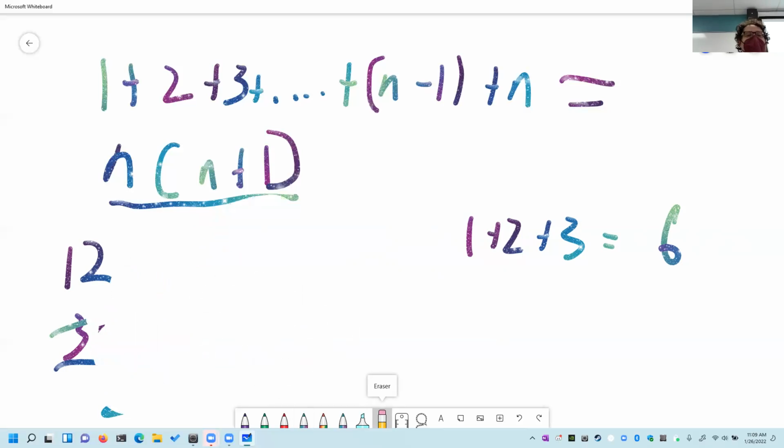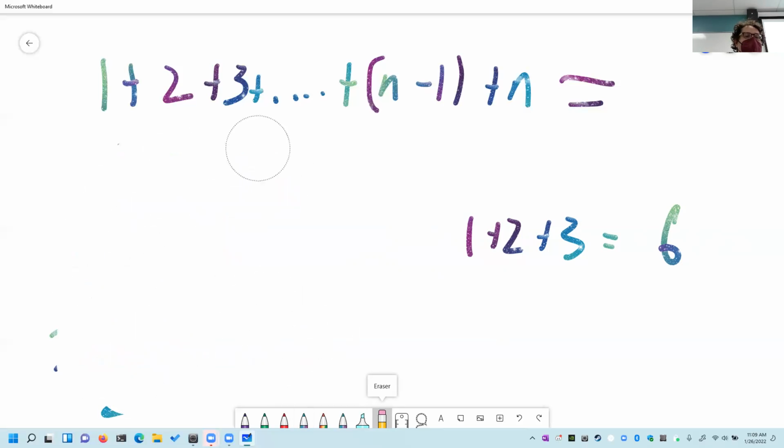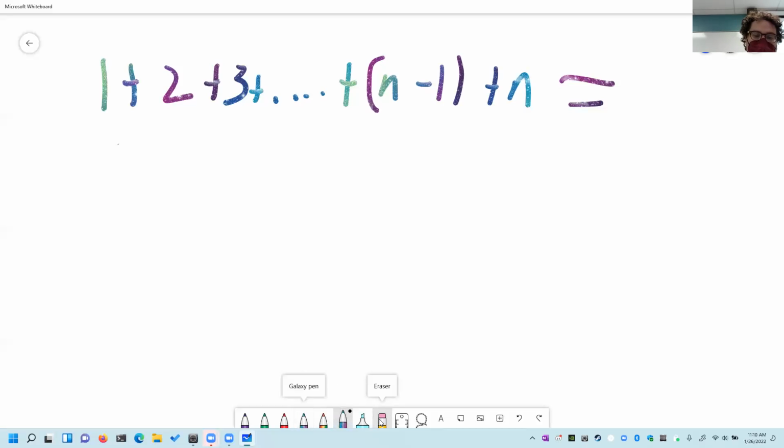Now, how do we derive it? Honestly, I don't care how we derive it. What I want to show you is more how to prove these two things are equal. So first, I'm going to show you the intuitive proof, which has to do with the triangular number series that we had.